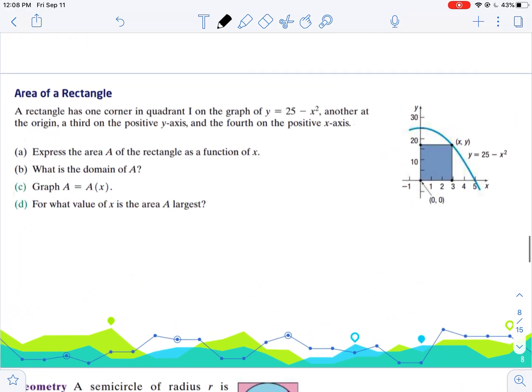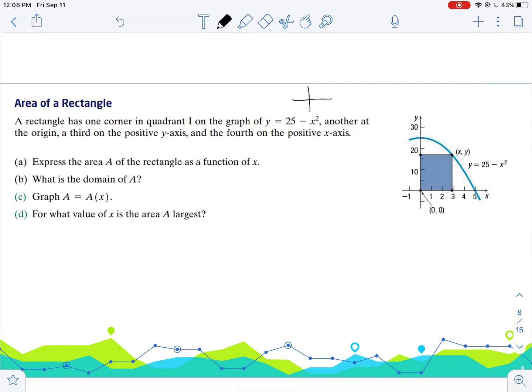All right. Next problem, find an area of a rectangle. So a rectangle has one corner in quadrant 1 on the graph of 25 minus x squared. So notice this is a happy parabola, or sorry, a sad parabola that was 25 up. So that would be his sketch. And it has another point at the origin, and then a third point on the positive y-axis, and the fourth point on the positive x-axis. So it has a point here, here, here's xy, and here's the origin. Express the area of the rectangle as a function of x.